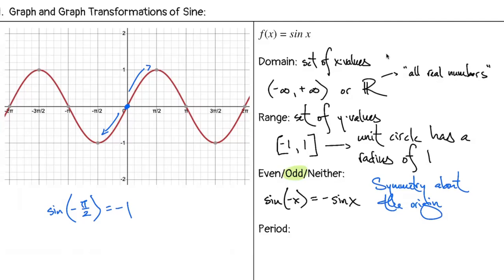Okay, well, separately, can someone else tell me what negative sine of pi over 2 is?